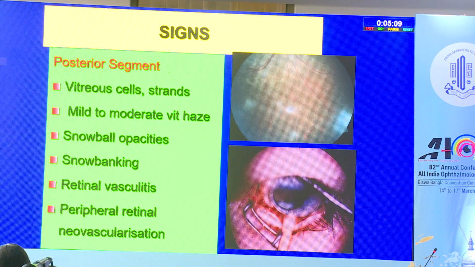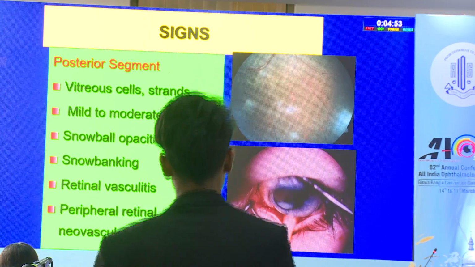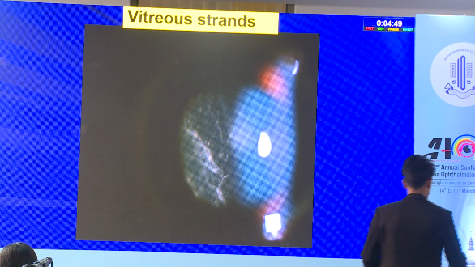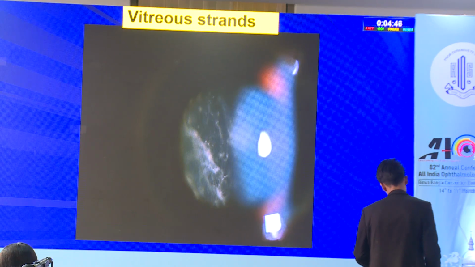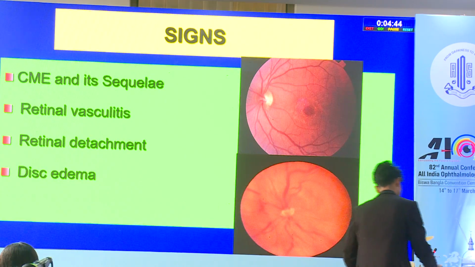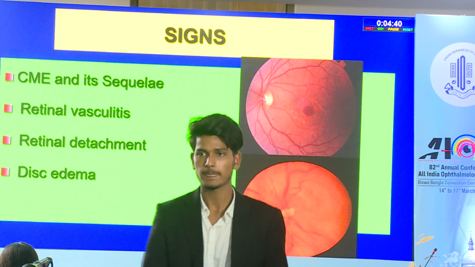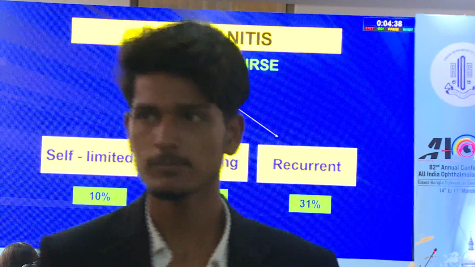In the posterior segment you see vitreous cells, anterior vitreous cells. You should focus behind the lens and you will be seeing vitreous cells and strands, mild to moderate vitreous haze, snowball opacity, snow banking, retinal vasculitis which may not be very obvious, peripheral retinal neovascularization, particularly in children. And here I took a photograph to demonstrate those vitreous strands and opacity. These are vitreous cells. CME and its sequelae, even macular hole, retinal vasculitis, retinal detachment, disc edema can be there.